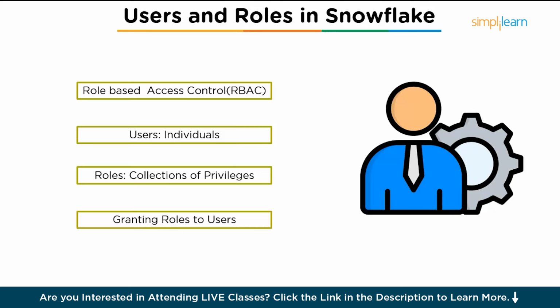A role is a collection of privileges or permissions. Instead of assigning permissions directly to each user, we assign them to roles, which simplifies management. Finally, we grant roles to users. This means each user gets access only to what their role allows, nothing more, nothing less. This makes Snowflake secure, organized, and easy to manage at scale. So with RBAC, Snowflake ensures that the right people have access to the right data and capabilities, keeping both security and efficiency in balance. Now let's see how to set up users and roles.